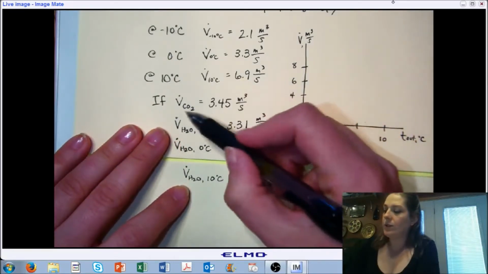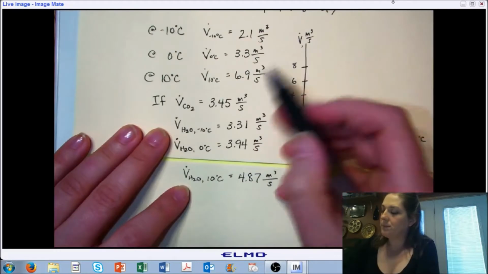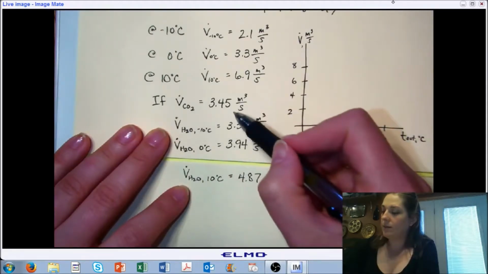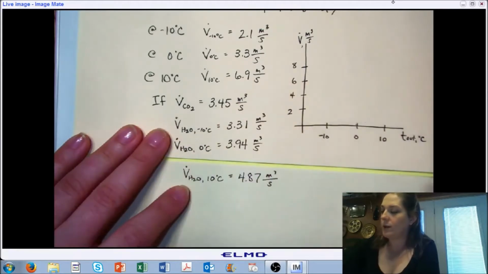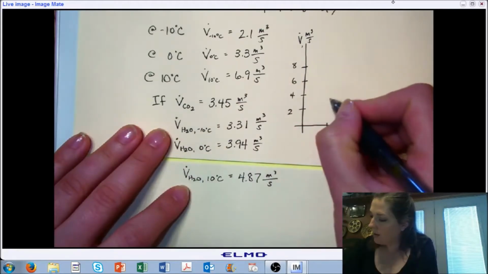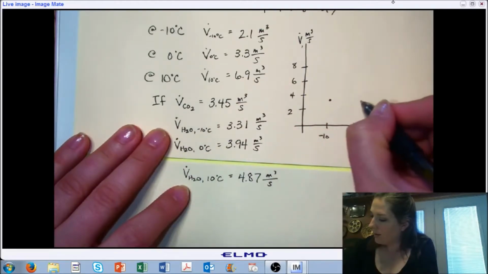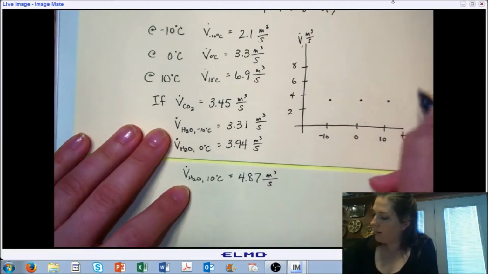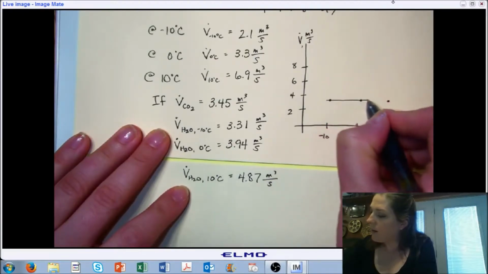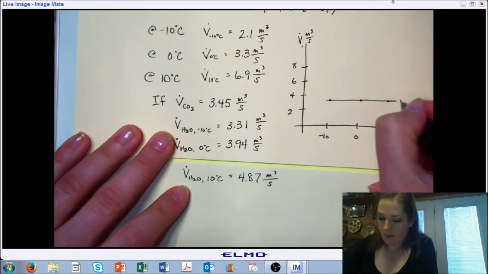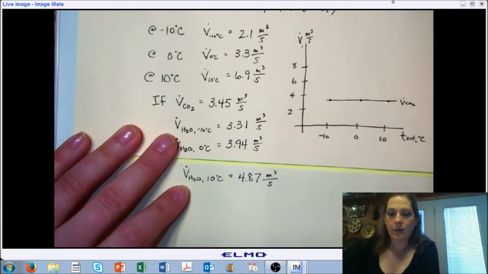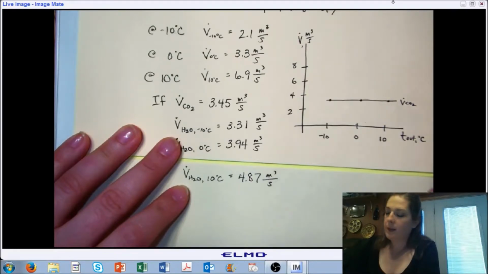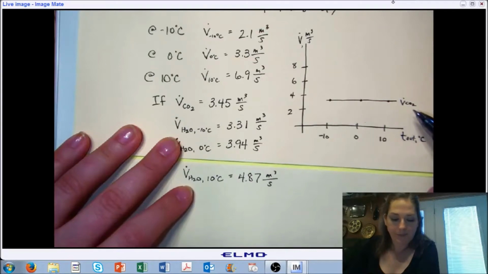And the ventilation rate for CO2 is, for the most part, consistent, so it's going to be 3.45 regardless of the outdoor temperature. Right, so I'm going to put it on here. So that's our ventilation curve for CO2. That's the required ventilation to make sure that the CO2 concentration doesn't rise above a certain level.